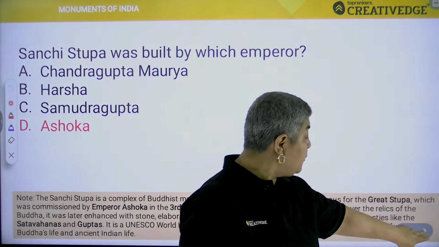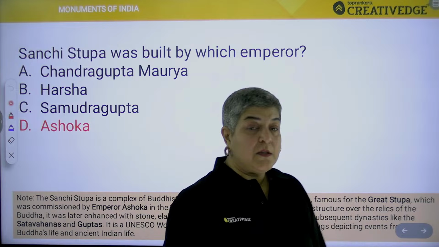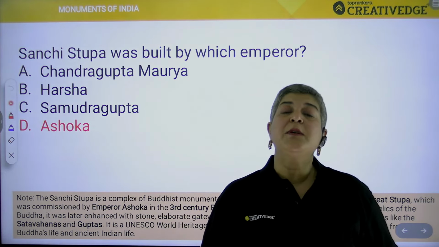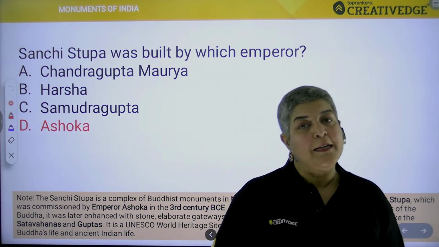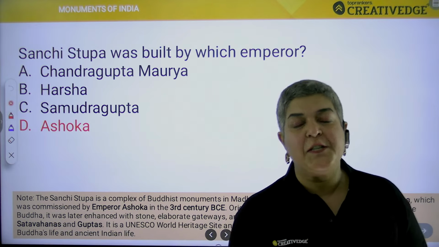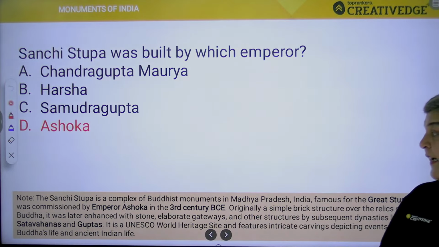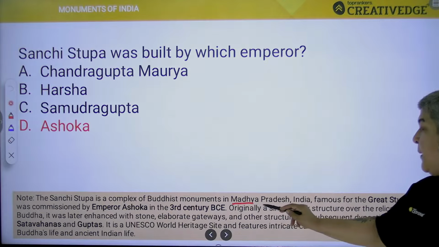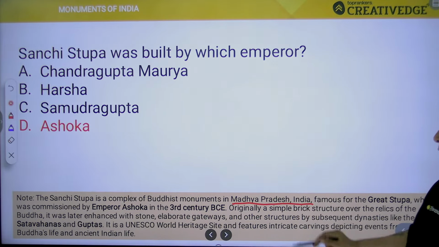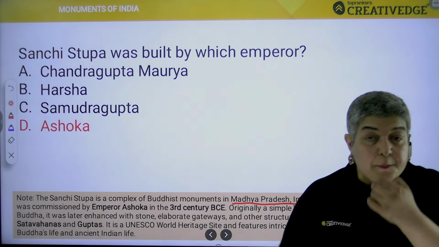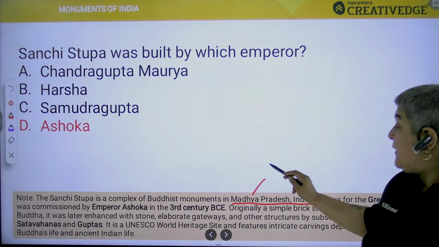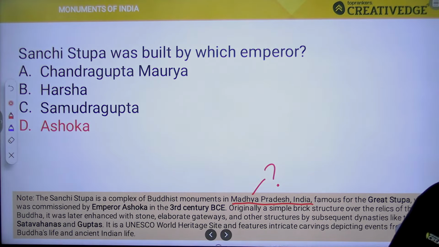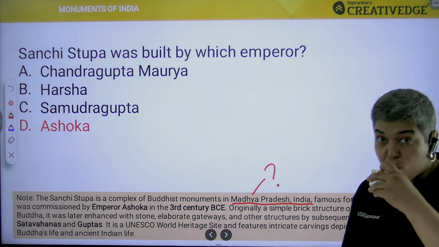So moving on to the answer for this question. Sorry, it is the great king Ashoka. He was the one responsible for building the stupa. Some information related to it is given below. It is a complex of Buddhist monuments in Madhya Pradesh in India. Where is it present, in Madhya Pradesh? Can anybody tell me? Yes, answer in the chat box quickly if anyone knows where in Madhya Pradesh the Sanchi Stupa is present.